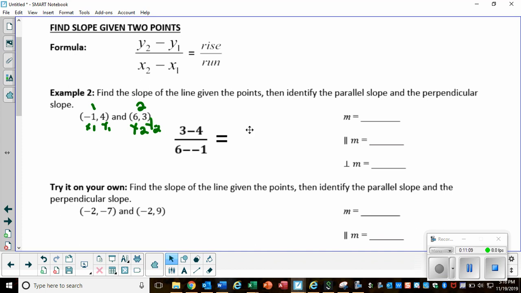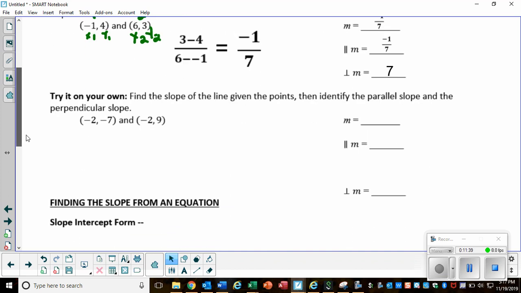So then I just go ahead and simplify. 3 minus 4 gives me negative 1. 6 minus negative 1 really means 6 plus 1 gives me 7. So I have negative 1 over 7, which I can't reduce, so I can just leave it as negative 1 over 7, or negative 1/7. My parallel slope will be the same, and my perpendicular slope will be the flip version, so 7 over 1, and lose the negative sign, so make it positive. So it just becomes 7. You guys are going to try this on your own.